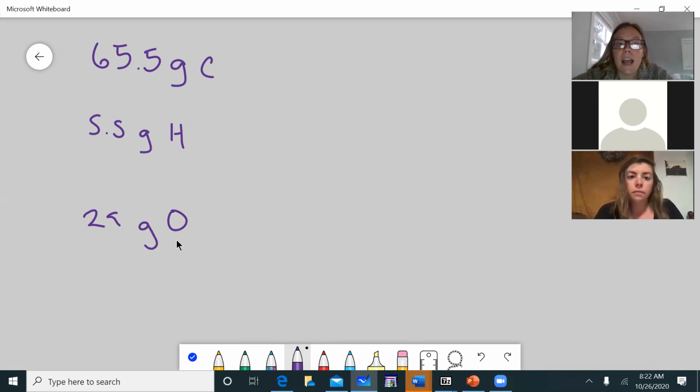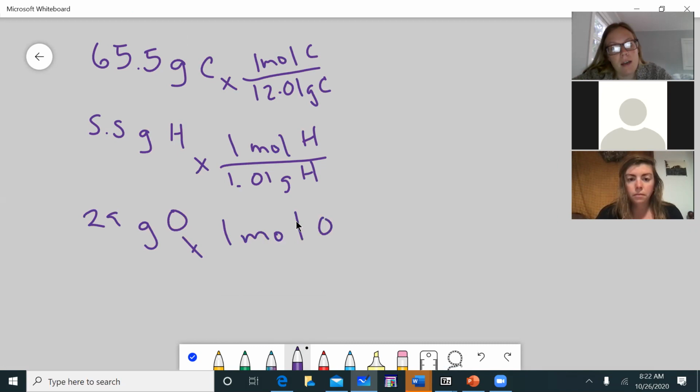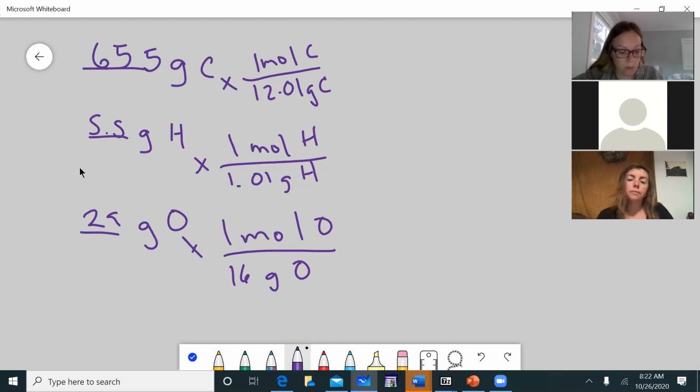Now we've got to get out of grams and get into moles. So in order to do that, 1 mole of carbon is 12.01 grams of carbon, 1 mole of hydrogen is 1.01 grams of hydrogen, and 1 mole of oxygen is 16 grams of oxygen. What I get a lot of times is people writing a formula using these values. Remember, it's not a mass relationship. It isn't a gram relationship. Our formula has to be written in a relationship of moles.